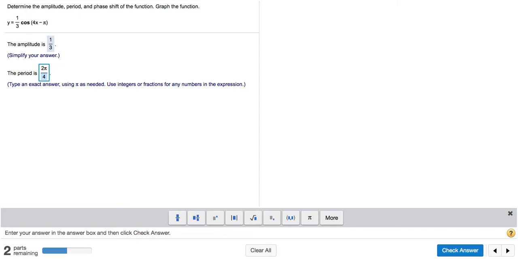Of course, if you enter this answer, it'll mark it as wrong because it's not simplified. I know 4 goes into the numerator, canceling that 2. So really, here the period is pi over 2. That came from 2 pi divided by 4.